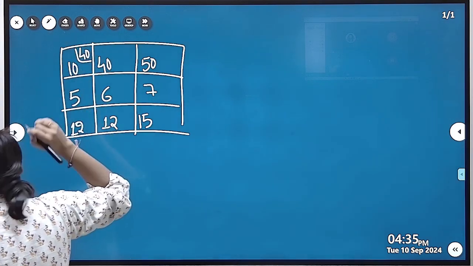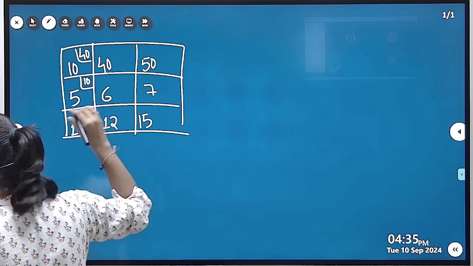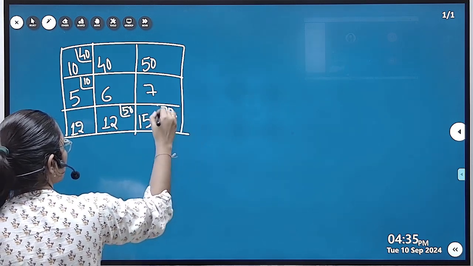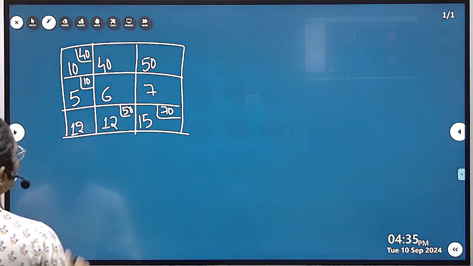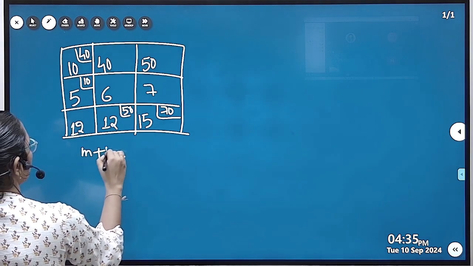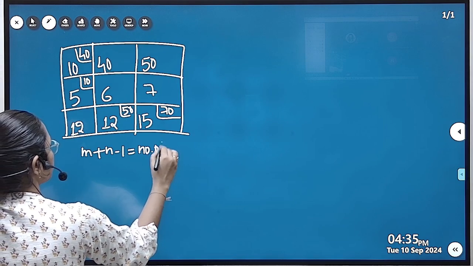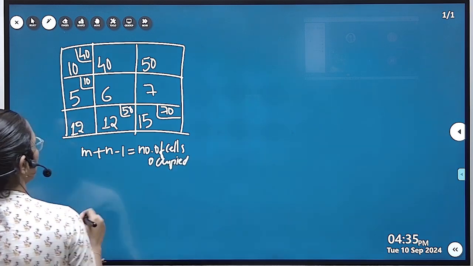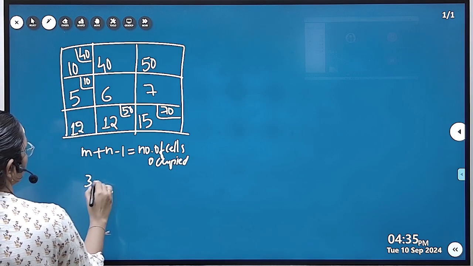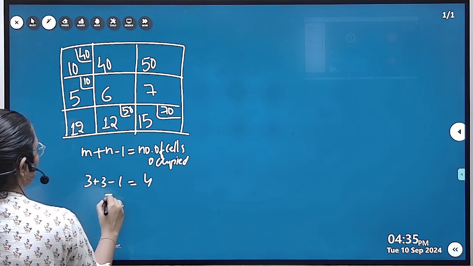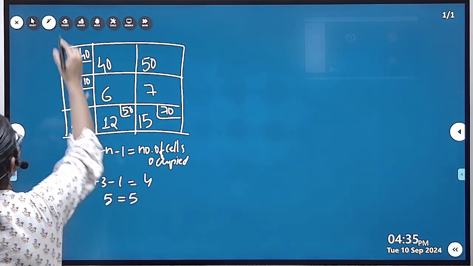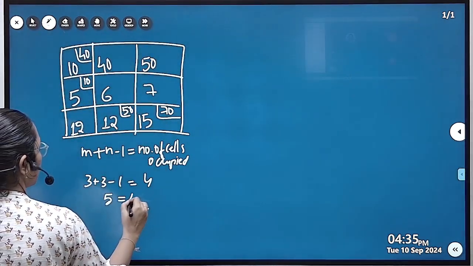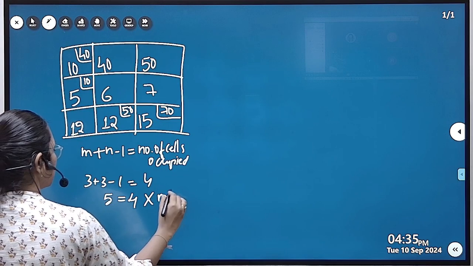So we checked feasibility. So the question is not feasible. So we need to make it feasible by taking a dummy cell. So m plus n minus 1 is equal to the number of cells occupied. Now this is m plus n, 3 plus 3 minus 1, that is equal to 5. Actually if it is 5 only, the solution will be feasible, but the number of cells occupied is 4, so now it is not feasible.